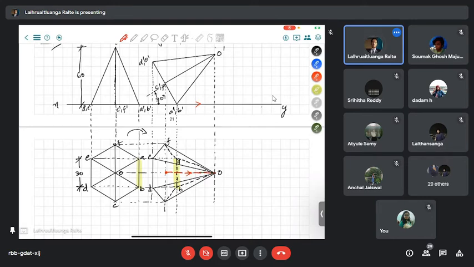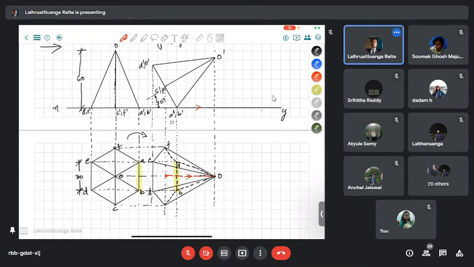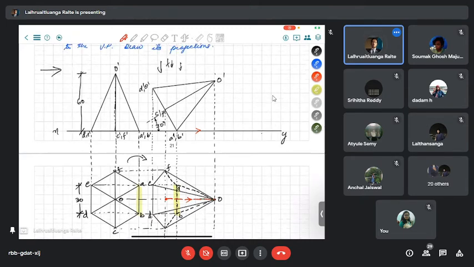All right. Any question? All right. If no question, then I will proceed on to our last condition, where an axis is perpendicular or is inclined to the vertical plane and parallel to the horizontal plane.